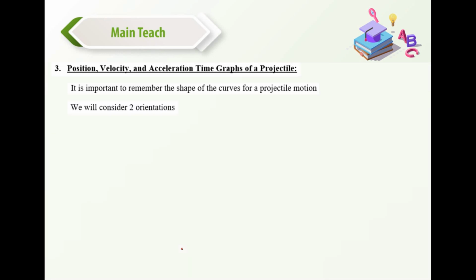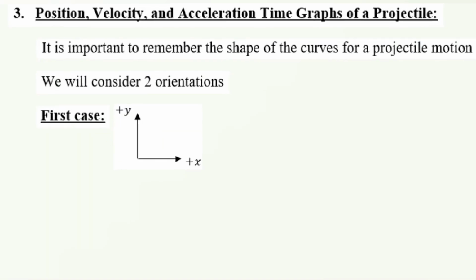Now section 3, position, velocity and acceleration time graphs of a projectile. This is also a very important section. It is important to remember the shape of the curves of a projectile motion. We will consider two orientations. First case, the positive x direction is pointing right and the positive y direction is pointing up. In all the cases, we're going to consider positive x to be to the right along the motion of the projectile. However, we have two cases: either the positive y direction is up, or positive will be considered to be down.